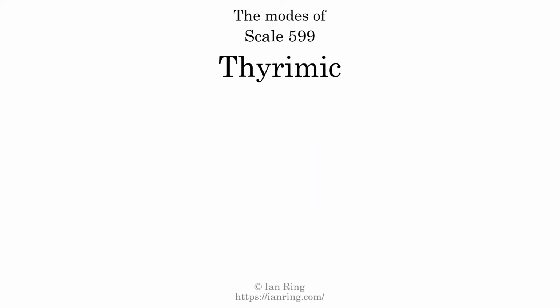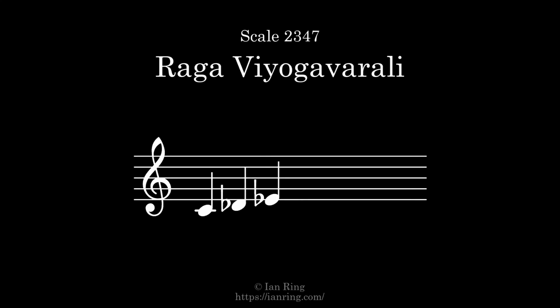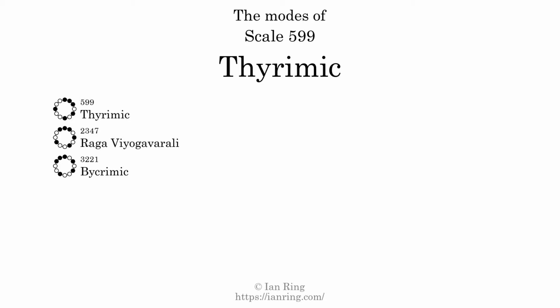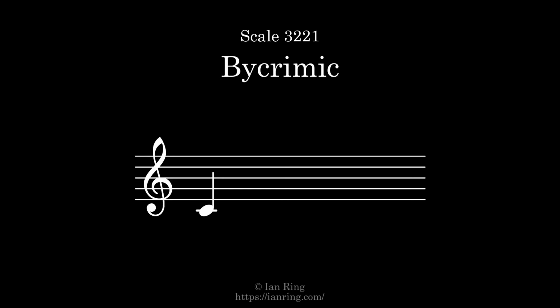This scale has 6 modes. The first mode is itself. The second mode is scale 2347, also known as Raga Vyagavarali. It sounds like this. The third mode is scale 3221, also known as Thyrimic. It sounds like this.